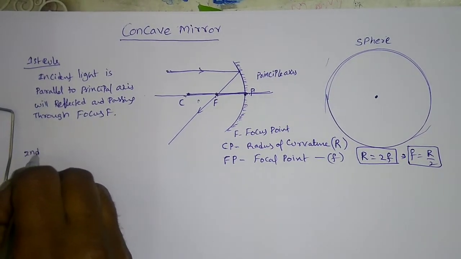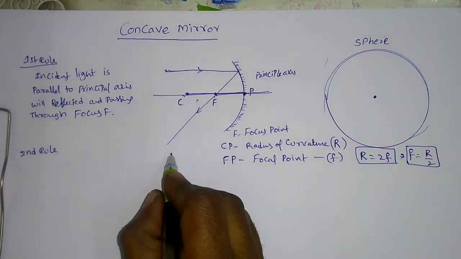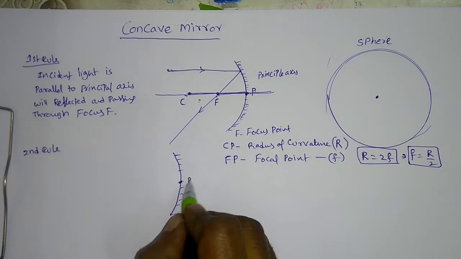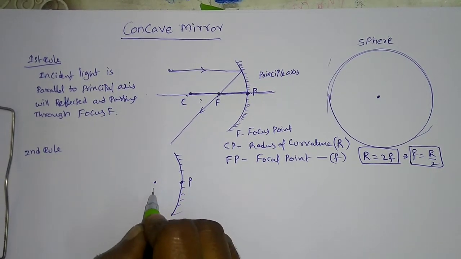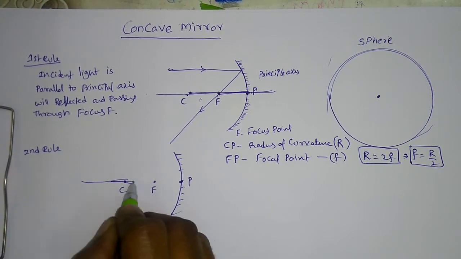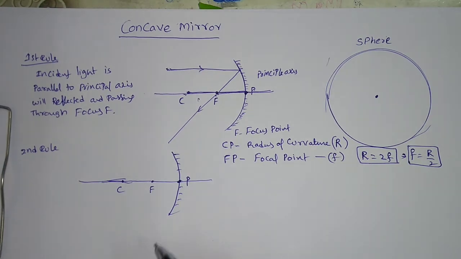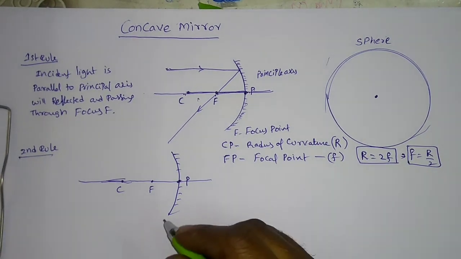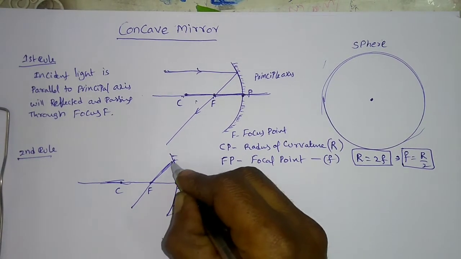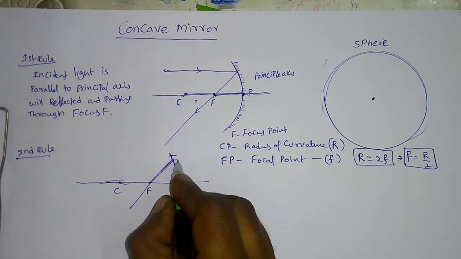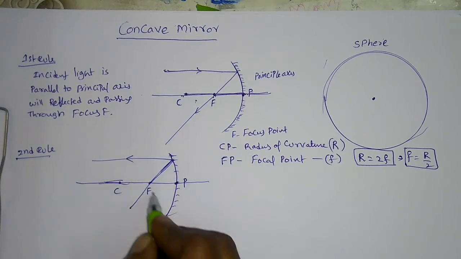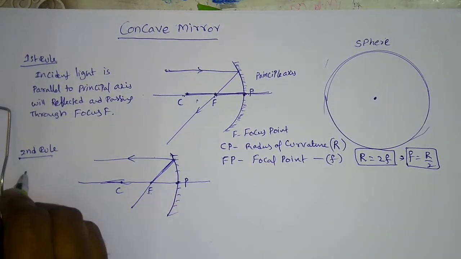Next, rule number two, second rule. Here I am considering once again the concave mirror. This is the pole, this is the focus point F, this is the center of curvature C, this is the principal axis. Now, rule number two is, when the light passes through the focus point and strikes the reflecting surface of the mirror, then the reflected light should be parallel to the principal axis. This is rule number two.